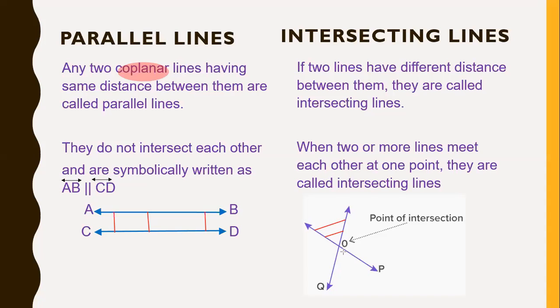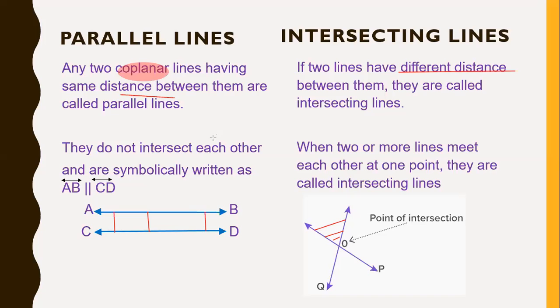Is it? No. Now, what about these 2 points? Is it 3 centimeter? No. That means if two lines have different distance between them, they are called intersecting lines. When the same distance between them, they are called parallel. And when different distance between them, they are called intersecting lines. From the diagram, it's very clear that here two lines are intersecting. So how can we define it? Two lines having different distance between them.